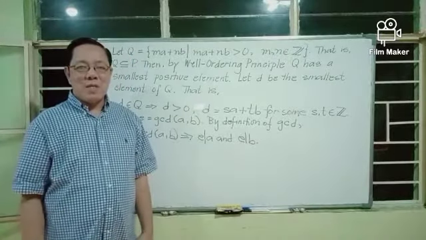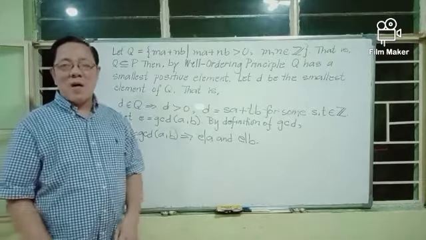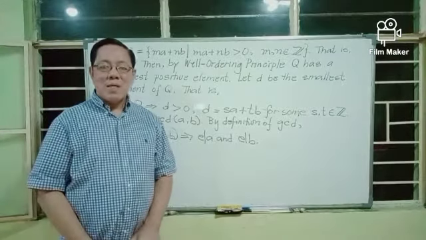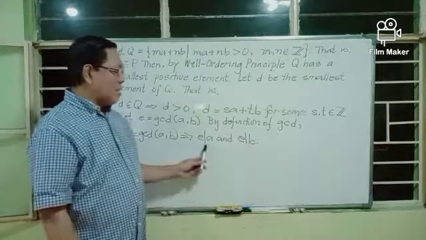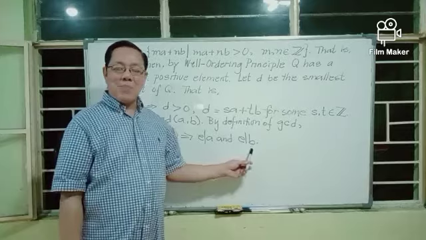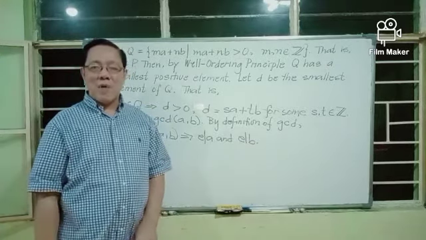Now, if you recall one of the properties of divisibility, the linearity property says that if e divides a and e divides b, then e must also divide the linear combination of a and b.